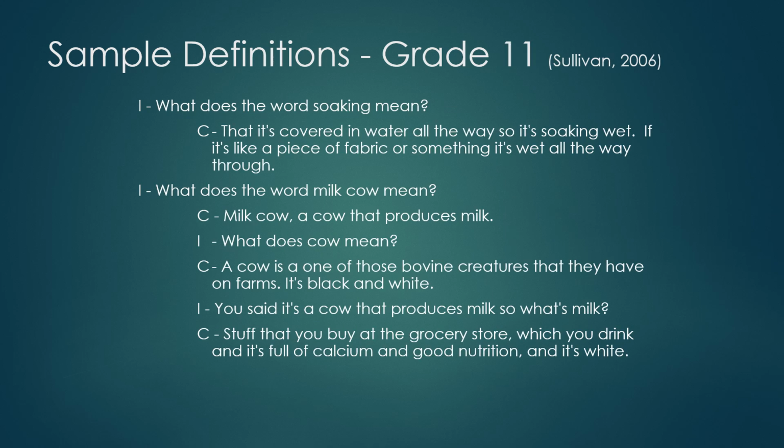Here are some examples of a 16-year-old in grade 11. Soaking, that it's covered in water all the way so it's soaking wet. If it's like a piece of fabric or something, it's wet all the way through. Milk cow is a cow that produces milk. What does cow mean? Cow is one of those bovine creatures that they have on farms. It's black and white. Milk, it's stuff that you buy at the grocery store, which you drink, and it's full of calcium and good nutrition, and it's white.